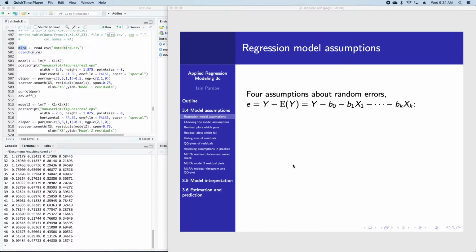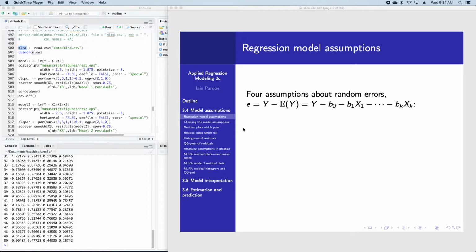In the last few videos, I talked about assessing the fit of a multiple linear regression model. And in this video, I'll talk about the regression model assumptions that underlie the multiple linear regression model. These are very similar to the assumptions that we talked about with simple linear regression, only now because we have more than one predictor, things get a little bit more complicated.